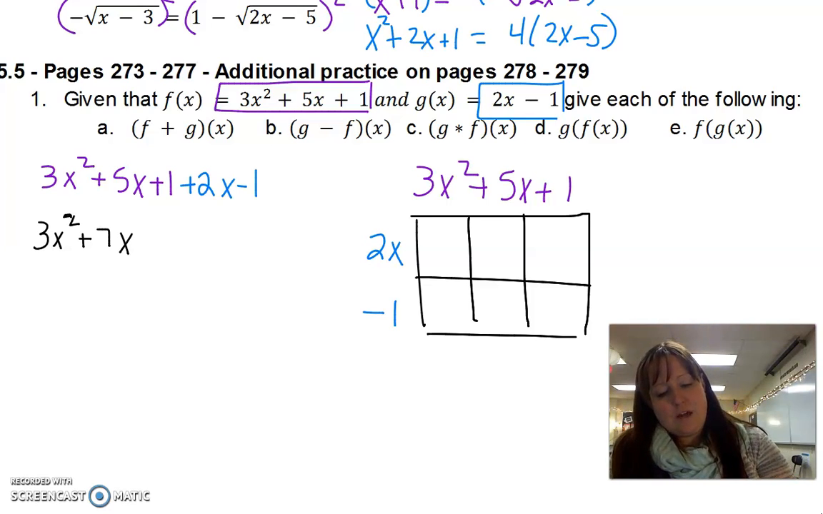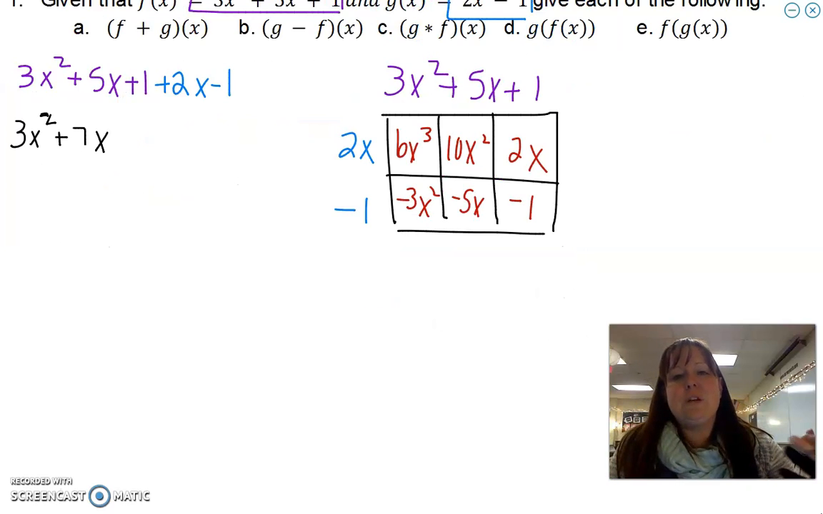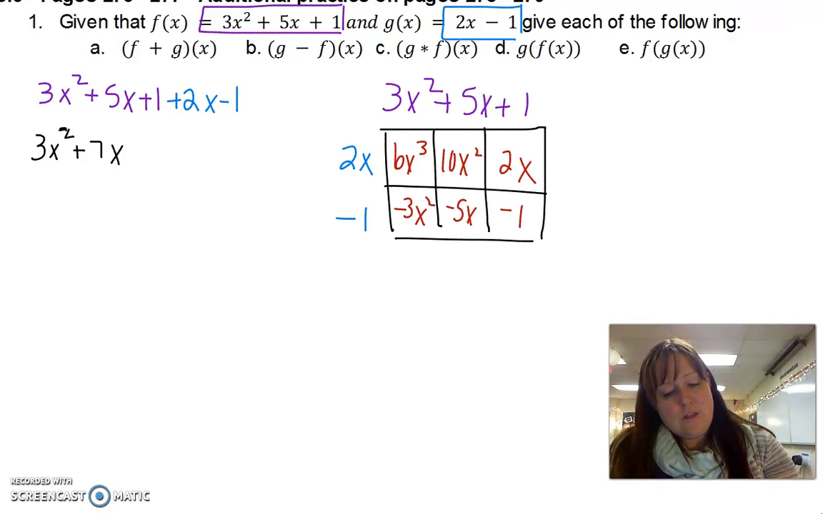So let's see, here we have 6x cubed, that's 10x squared, 2x, that's negative 3x squared, negative 5x, and negative 1. So do you see how much simpler it is just because it's kind of all right there? I feel like it's easier to keep track of, and then it's easier to add things up because they're more organized. So in the end, we have 6x cubed plus 7x squared minus 3x minus 1.